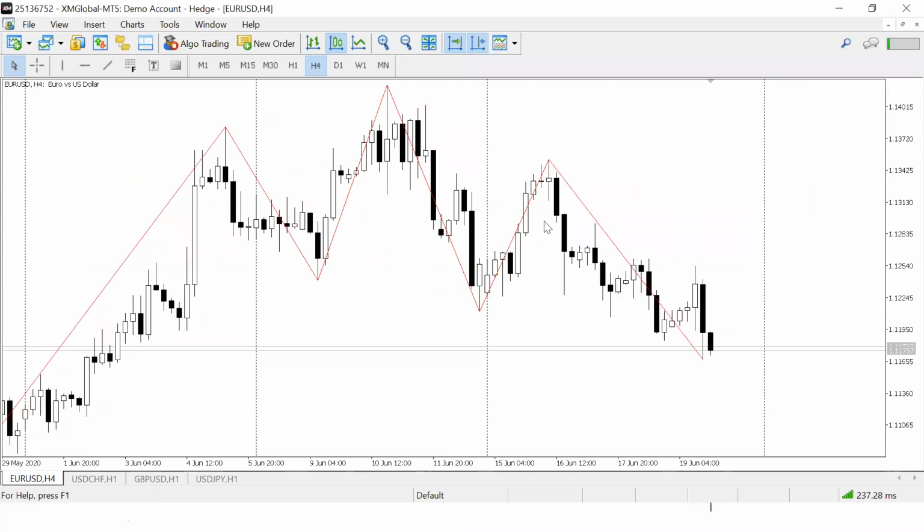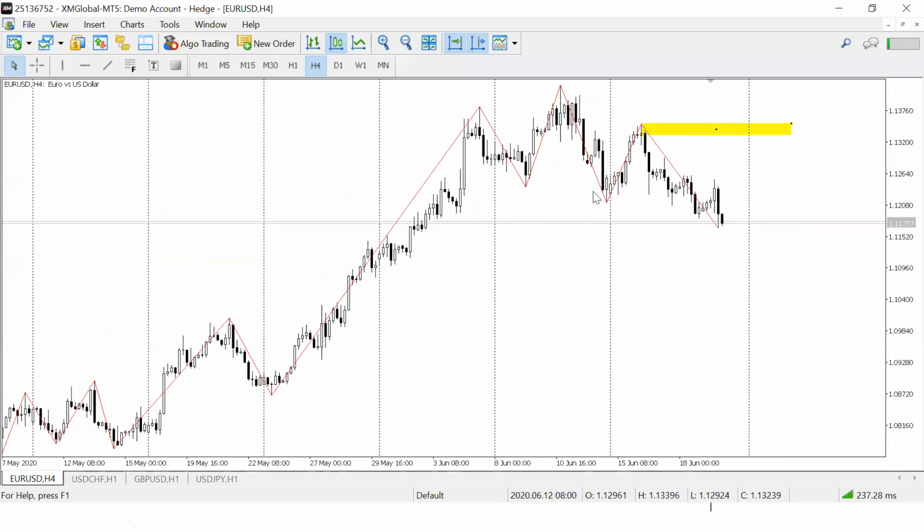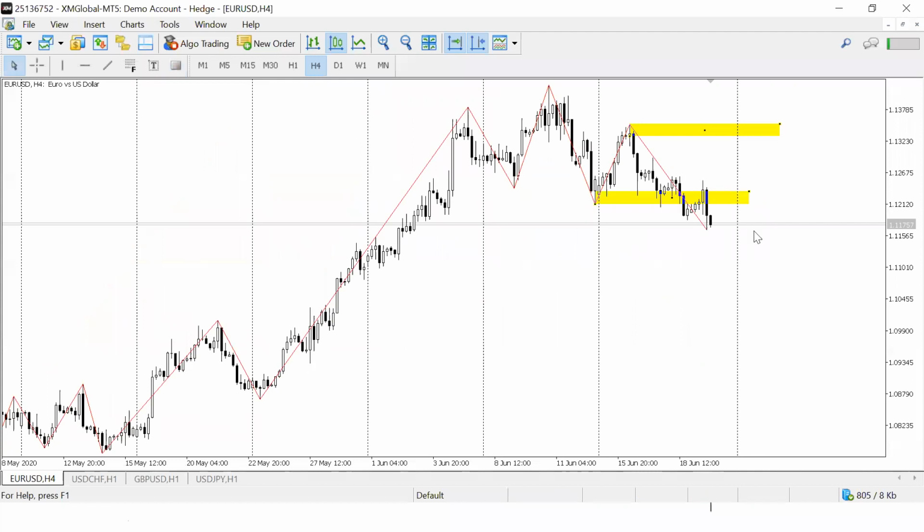Okay? So makikita nyo po, yung current resistances na meron tayo, this is the nearest one. Okay? That's your resistance. And now for your support, kakabasag lang nito. Okay? See? So that support was just recently broken. And from there, the market could actually free fall going down.